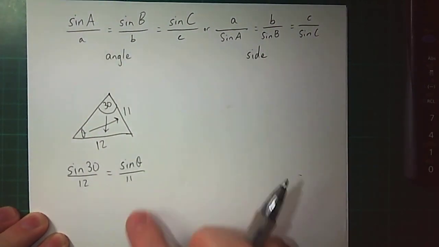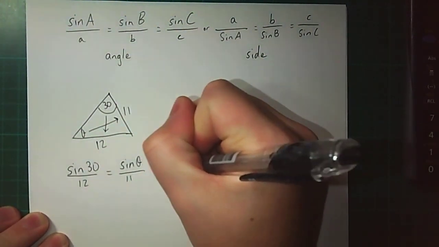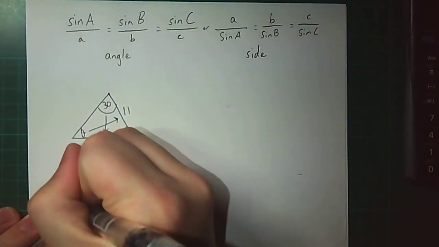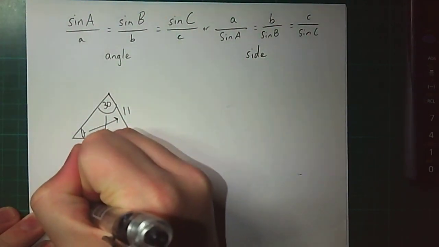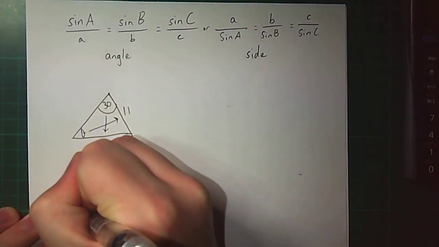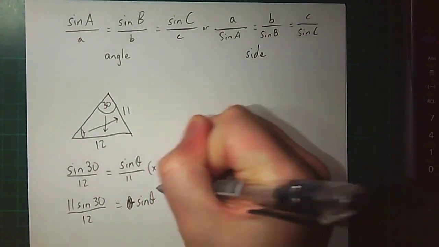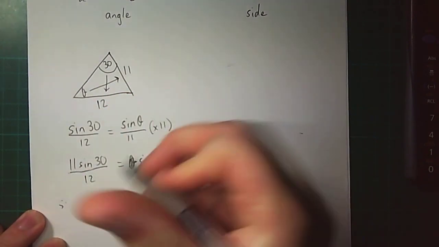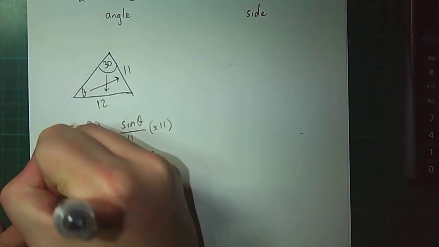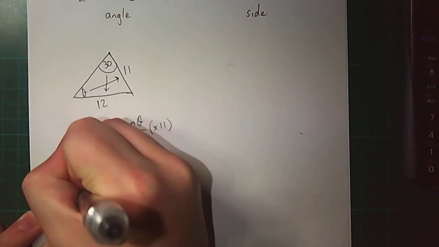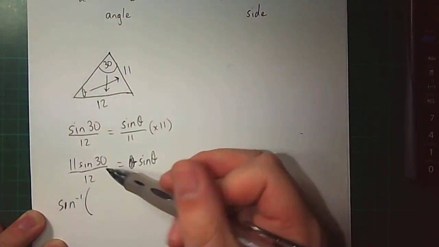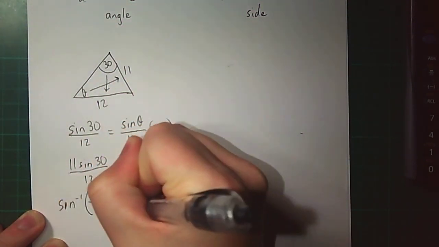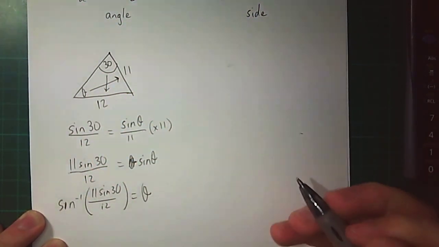So now we have this, we need to get sine theta on its own. So I'm going to multiply both sides by 11 because this is sine theta divided by 11. When we do that, we're going to have 11 sine 30 over 12, and that's equal to sine theta. To find theta, we need to do the shift of sine. And then everything in this bracket is from up here. And that will give us our theta.